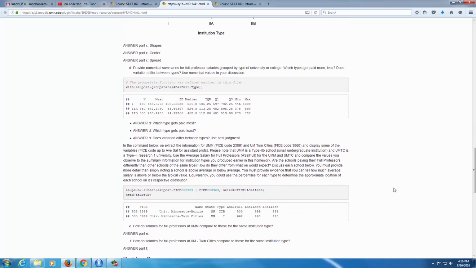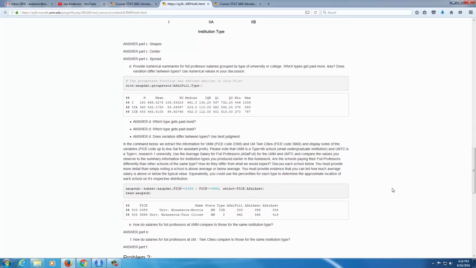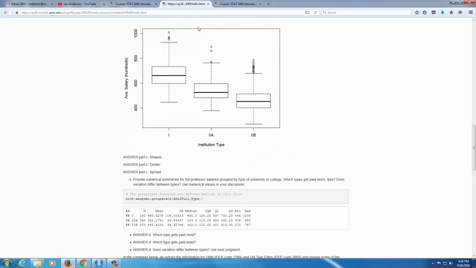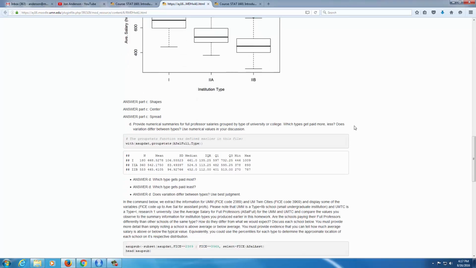In part D, it says provide numerical summaries for the salaries by type, and so here we have some descriptive statistics by the institution type, and I want you to notice which institution type typically gets paid the most, which type typically gets paid the least, and I want you to make a judgment about, are the variations different between these groupings. And you should be able to tell from the shape of these box plots how to measure typical and how to measure spread. That would be something we cover in class.